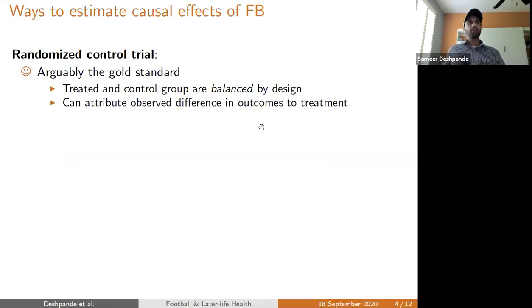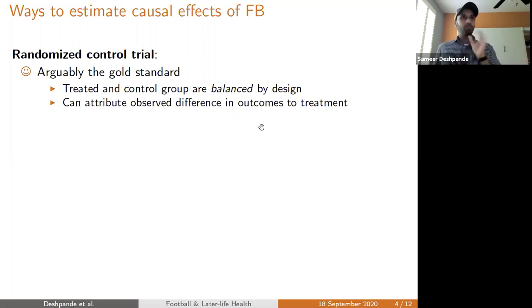So we want to estimate a causal effect of playing football. At some point in your statistics education, you probably heard that randomized control trials are the gold standard for estimating causal effects. The reason for that is that randomization creates a treated group and a control group that are balanced by design. And that probably doesn't really mean much to you at this point.